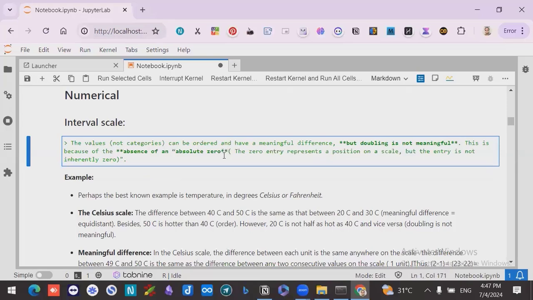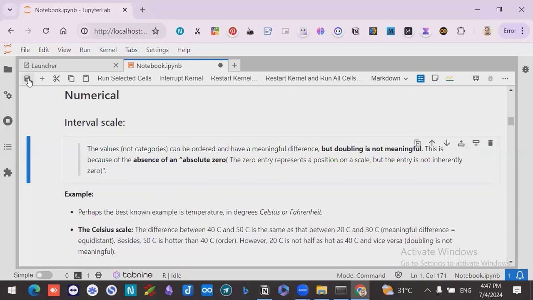I gave one example so that you might understand. For example, the zero entry represents a position on a scale, but the entry is not inherently zero. What does it mean? Let's take an interval scale, the zero entry. So zero entry represents a position on a scale. So we can't say zero entry is the very lowest, I mean, nothing is presented. Zero is also meaningful in a sense, but it's not an absolute zero. So it's the absence in the interval scale.